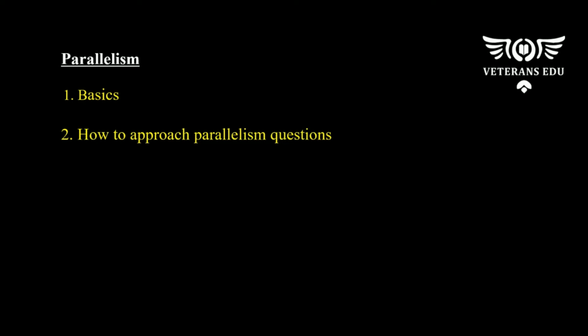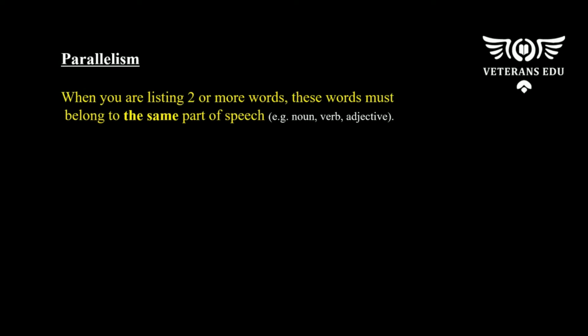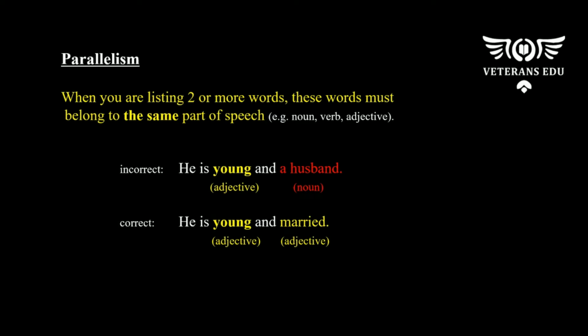The concept is simple. When you're listing two or more words, these words must belong to the same part of speech or same group, such as noun, verb, and adjective. For instance, the sentence "he is young and a husband" is not in parallel structure because the word young is an adjective while the word husband is a noun. Now to fix this, we would have to write it like this. He is young and married. And this sentence is now in parallel structure.